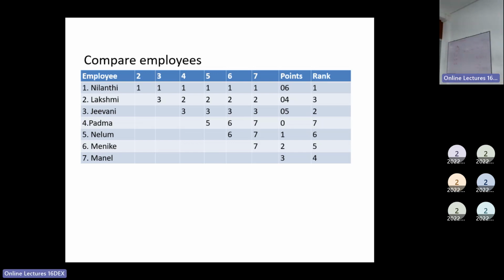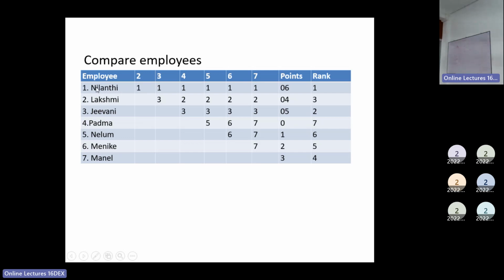Understood? Take Nilanthi and compare Nilanthi with 2. Nilanthi is not compared with Nilanthi, so we have not written 1. Nilanthi is compared with 2. Who is 2? Lakshmi. When Nilanthi is compared with Lakshmi, who is the best, Nilanthi or Lakshmi? Nilanthi is best. That's why we have put 1 here. 1 is not a numerical value, it's a label. Nilanthi's label is 1.